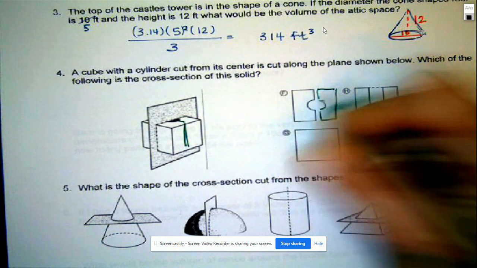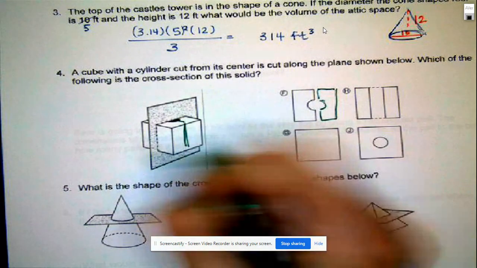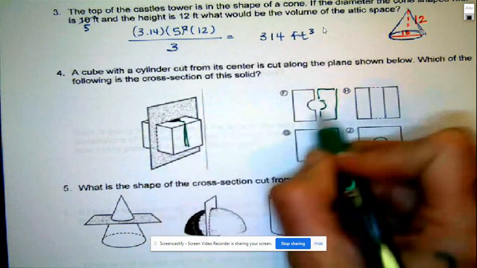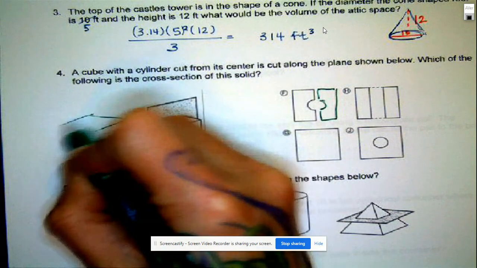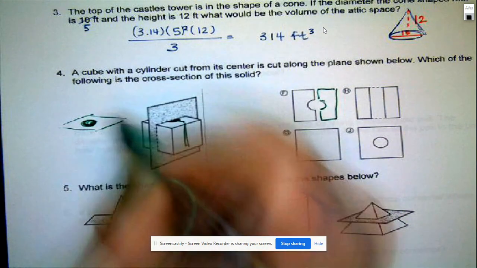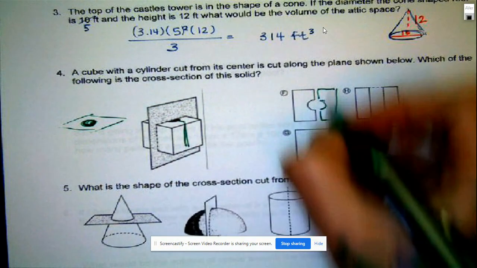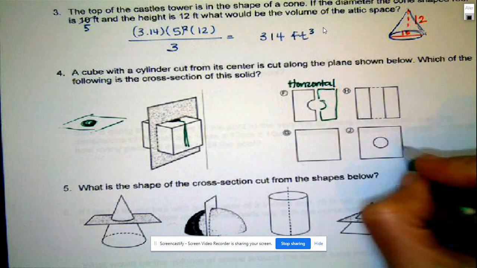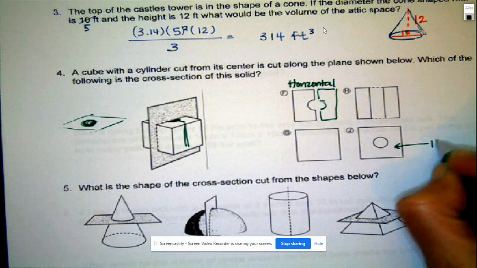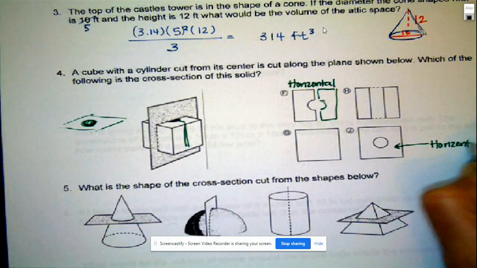This guy would only be half, because otherwise we would need this other half. And also it would be a cut that would go horizontal to the base, because it looks just like this would look on the top. So that means it would be a horizontal cut if the whole thing was there. So this is a perfect horizontal cut, horizontal to the base for this shape.